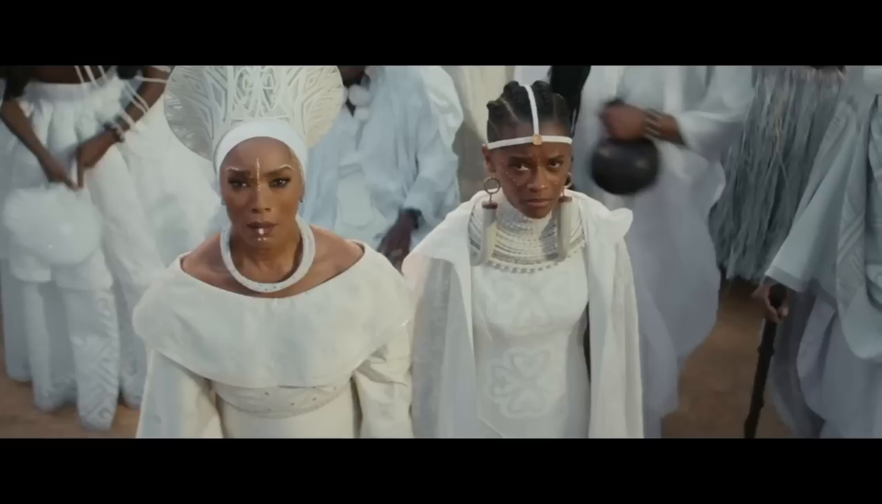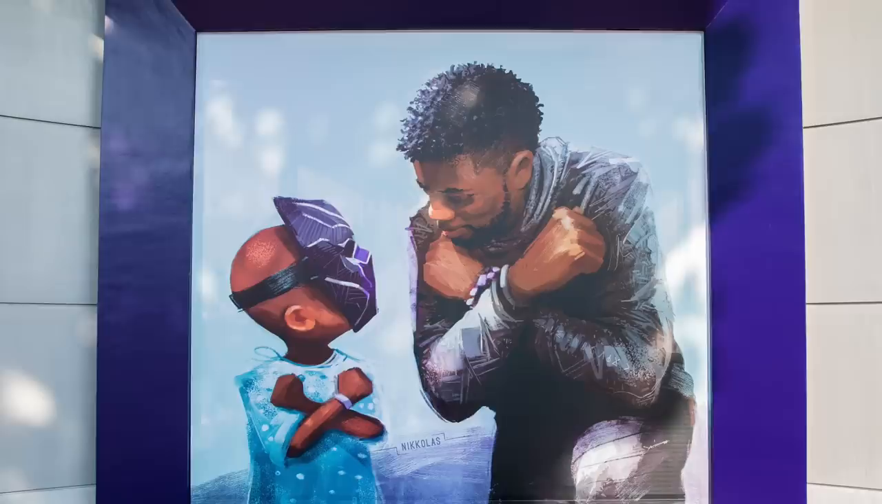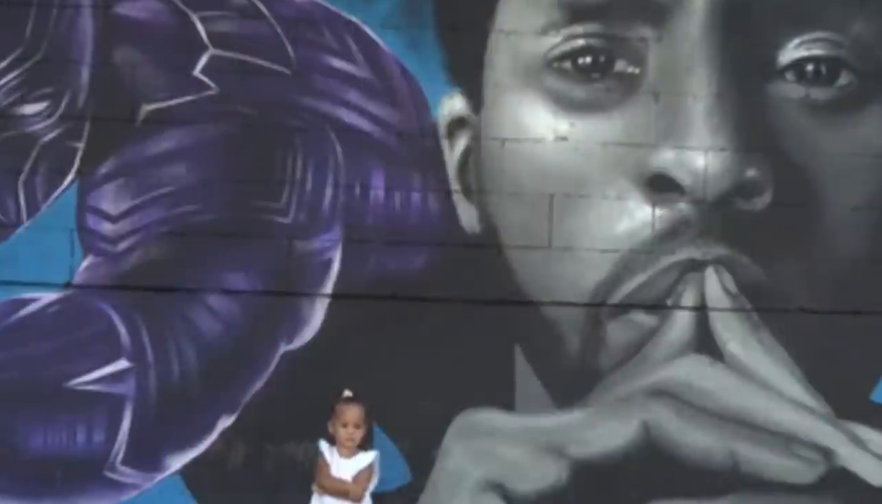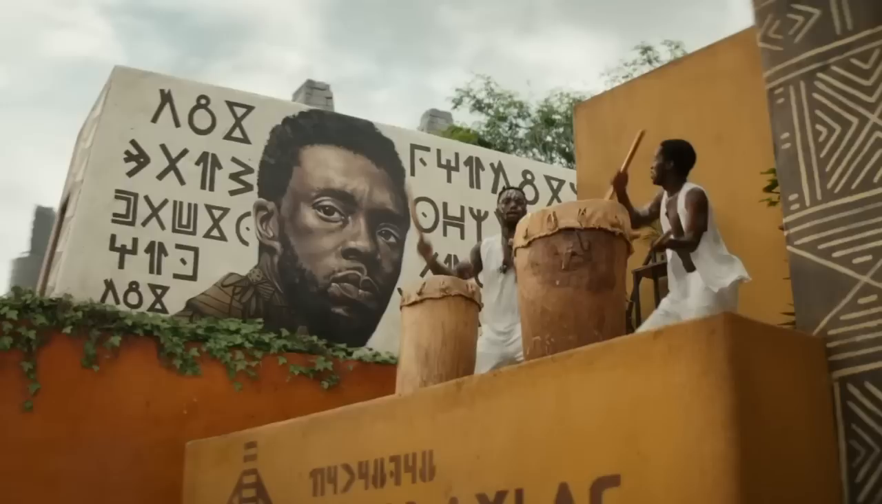They even say at the funeral, "Thank you for the gift of T'Challa." And this mural is similar to the real-life murals of Chadwick Boseman that have been painted around the world. The text here in Wakandan reads, "The Panther King forever lives in us."